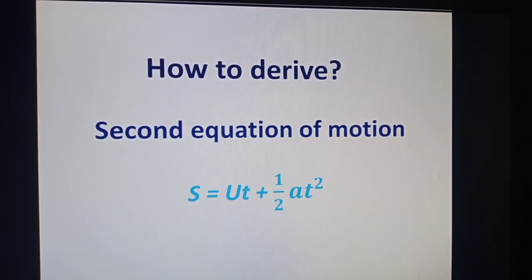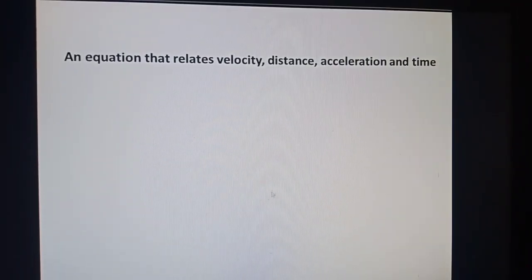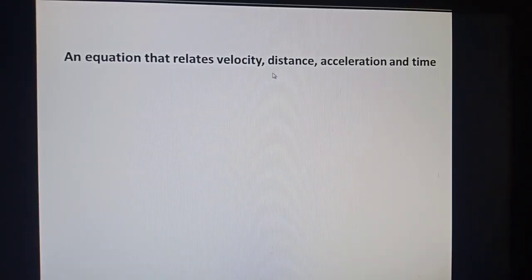Our today's lesson is how to derive the second equation of motion. Its standard form is s equals ut plus half at square. In this equation, s is the distance, u is the initial speed or velocity, t is the time, and a is the acceleration. Students, this is an equation that relates velocity, acceleration, distance and time.